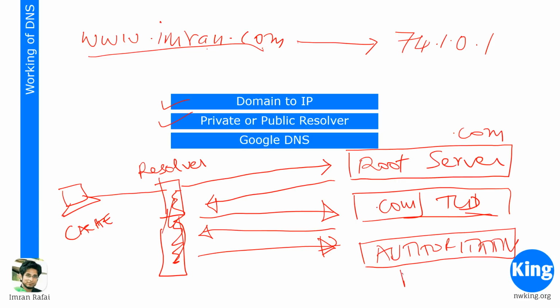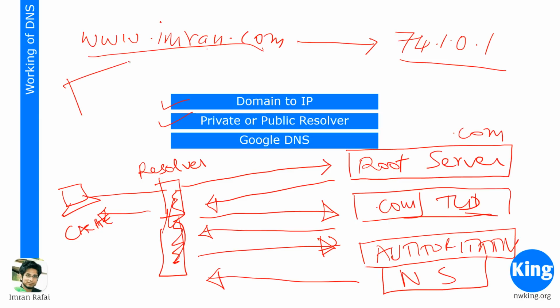So this is the authoritative name server, and this authoritative name server says, okay, imran.com is available at 74.1.0.1. It sends that information back to the resolver. The resolver puts that in its cache, and it sends that back to your computer. Your computer then contacts that server. Let's say this is the server, which is 74.1.0.1. It contacts the server, and the server sends the HTML file, and it displays that information.